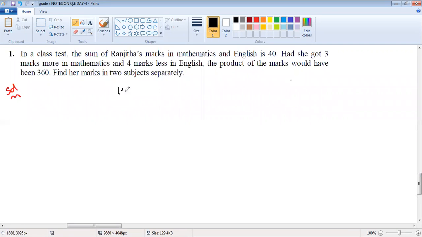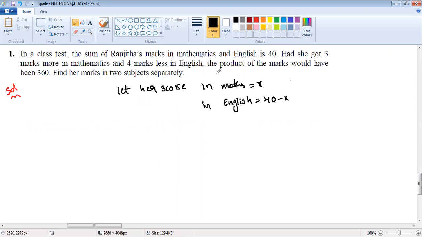So let us say the score in maths is X. In English, it is 40 minus X. Now, sir.